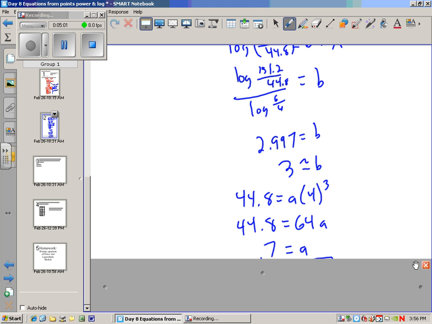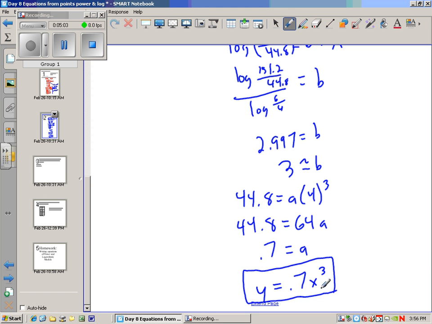So now I plug that into the general equation. So y is equal to 0.7 x to the third.